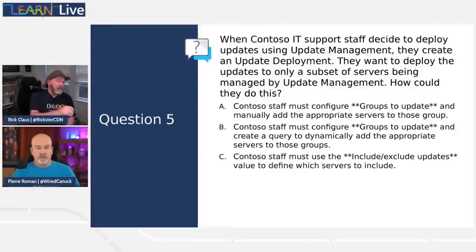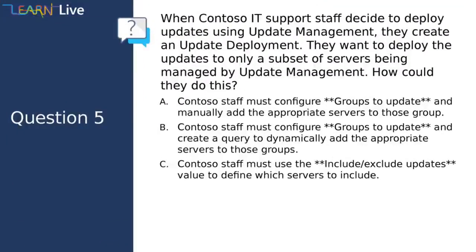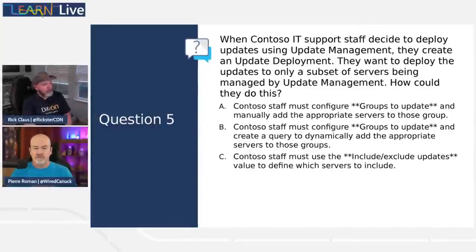That's right. So with that, last question. I read the last one, so you can do this one. Okay. When Contoso IT support staff decides to deploy updates using update management, they create an update deployment. They want to deploy the update to only a subset of servers being managed by the update management. How could they do this?